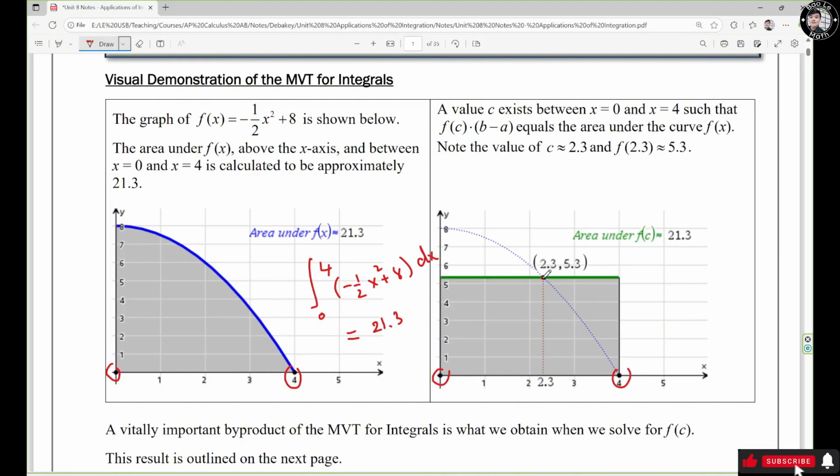Now, the right hand side right here, if you pick a value c between 0 and 4, for example, I'm going to pick the point right here, so c equals 2.3, and f of c equals 5.3. Why? Because you calculate f of 2.3, which is negative 1/2 times 2.3 squared plus 8, approximately 5.3. Now you take this value and multiply by b minus a, which means 4 minus 0, so it turns out to be approximately 21.3.